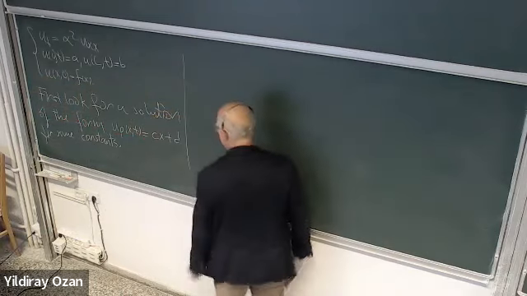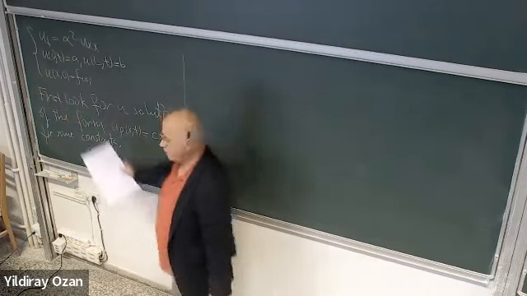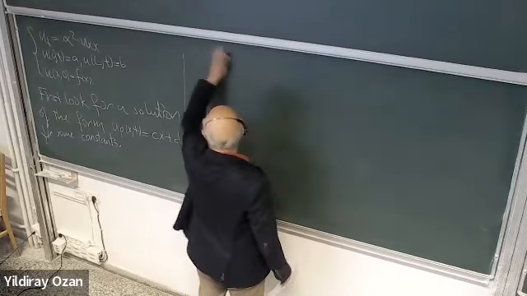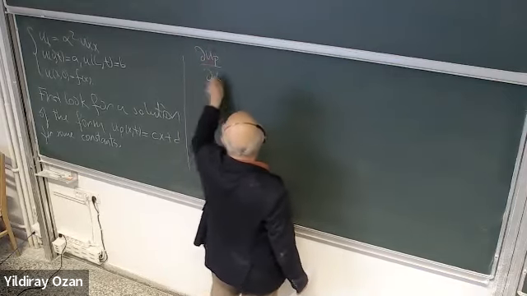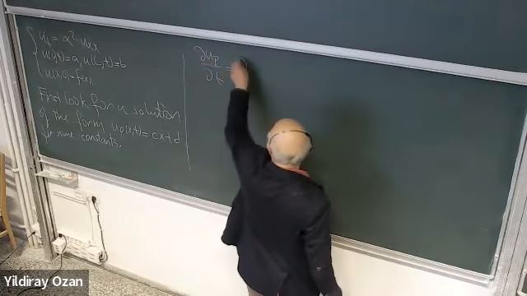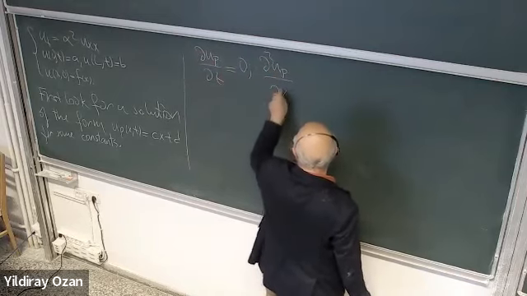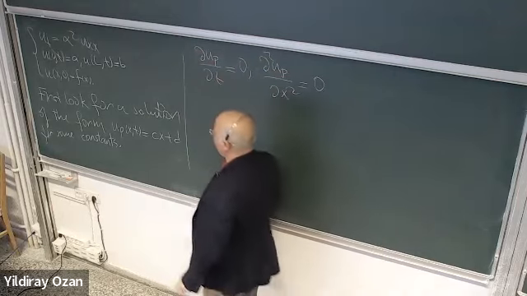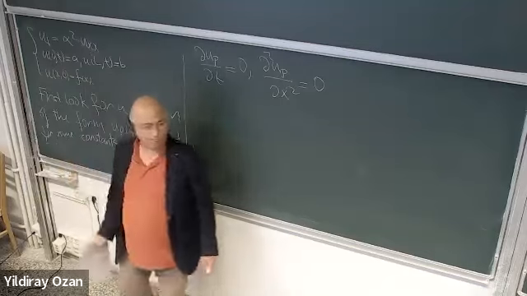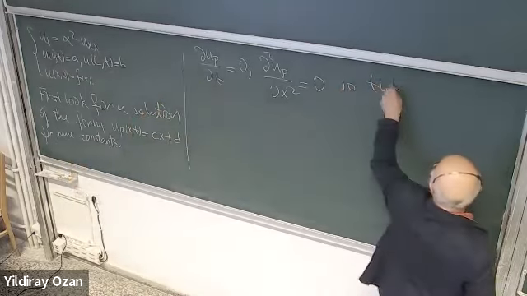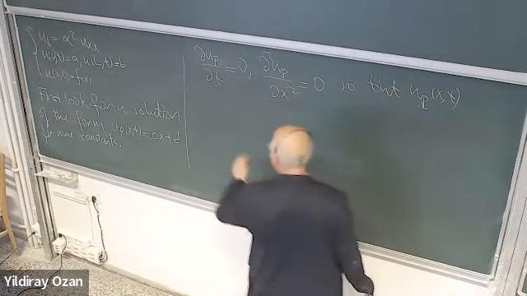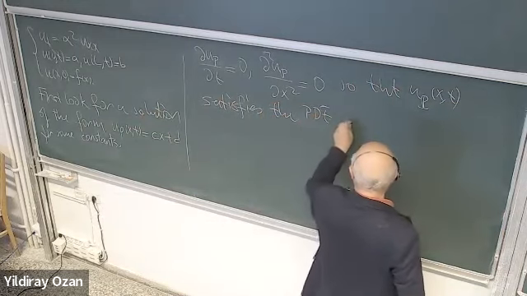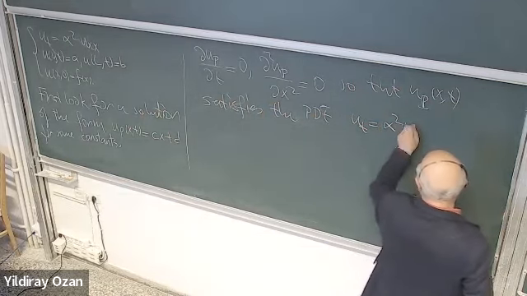Now if you notice, any function like this satisfies the PDE. Why is that? You see, u_P, what is the t derivative? It is zero. And what is the second derivative of this with respect to x? Well, there is only a single x here, so the second derivative is zero. Therefore, it satisfies the PDE. Both terms are zero. So u_P(x,t) satisfies the PDE, u_t equals alpha squared u_xx.